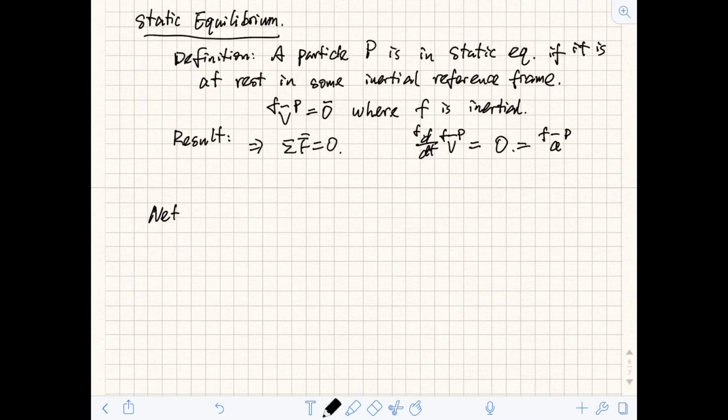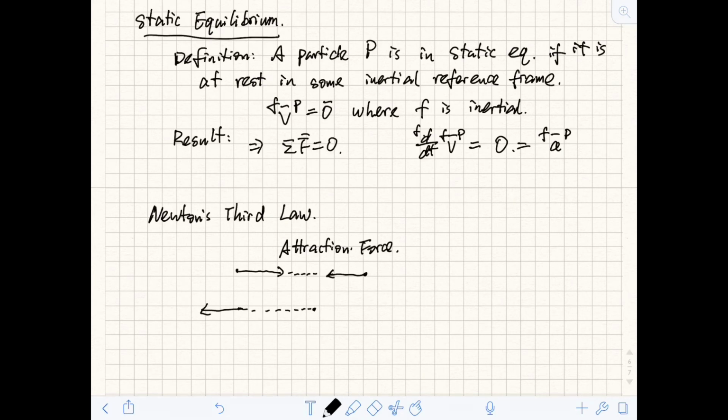Now let's delve into more details on Newton's third law, where if two bodies exert a force on each other, they would have the same magnitude but opposite direction. So this is a traction force, and if you have repulsive forces, they will still be in opposite directions.